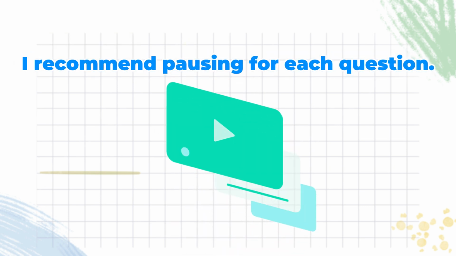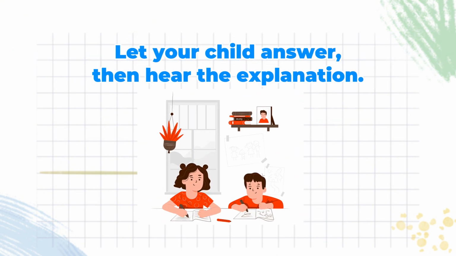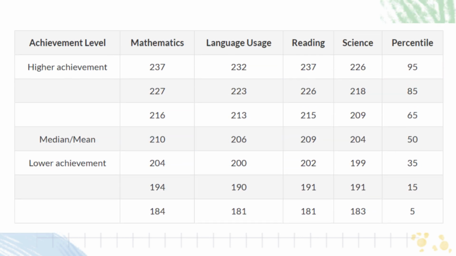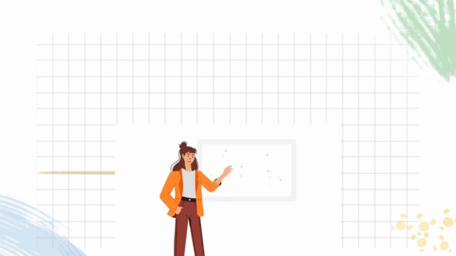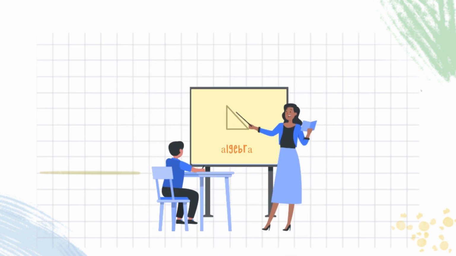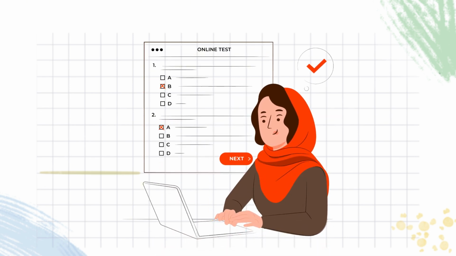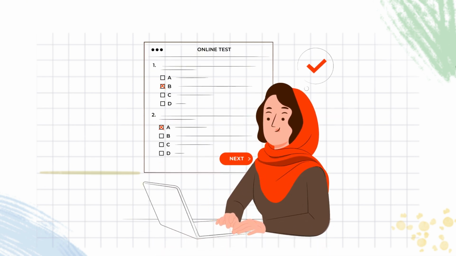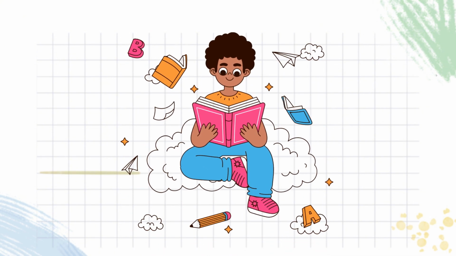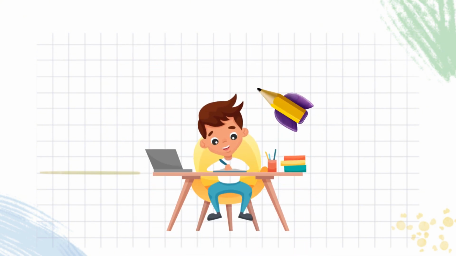For each question, I recommend pausing the video, letting your child try the answer, and then continuing to hear the explanation. Later in the video, I'll also show a 6th grade MAP score table with percentiles based on NWEA's most updated documents, so you can better understand how scores are usually interpreted. By the end, you'll have a clearer idea of the test format, the question styles, and the skills your child may need to strengthen before test day.